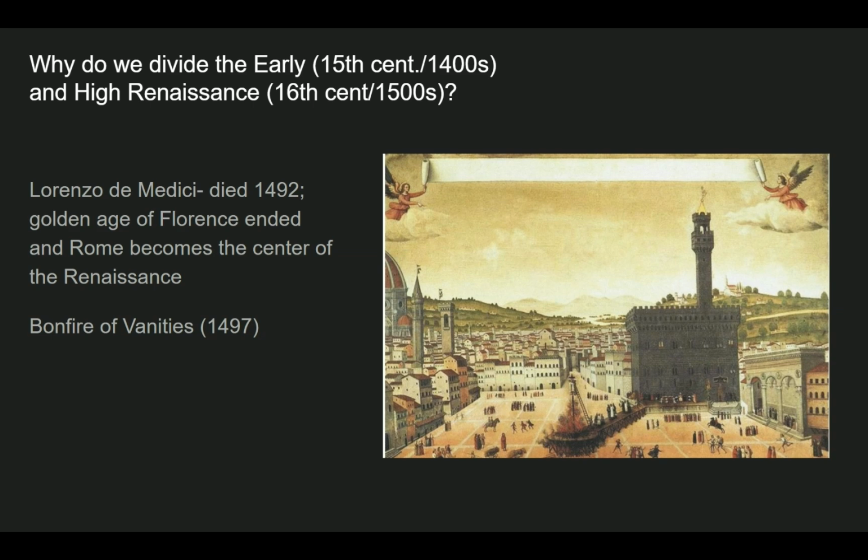And so we talked about with the early Renaissance that it primarily was focused in Florence. It was the Medici that were able to sponsor these artworks and that believed in art as a way to increase human potential with humanism, etc. And so Lorenzo de' Medici, the head of the family, the patriarch, dies in 1492. And this basically ends the golden age of Florence, and Rome becomes the center of the Renaissance.